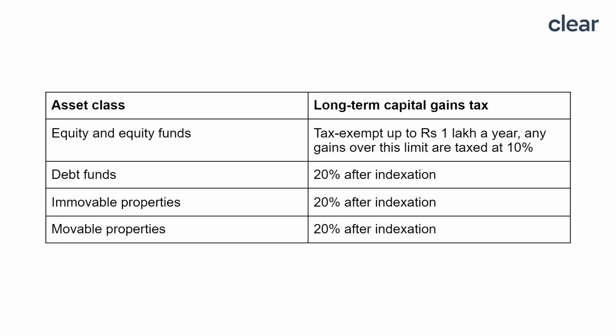The following table shows the long-term capital tax rates of asset classes. Long-term capital gains of up to Rs 1 lakh a year offered by equity shares and equity mutual funds are tax exempt. Any gains over this limit attract a tax of 10%. Long-term capital gains provided by debt funds, movable and immovable properties are taxed at 20% after indexation. Applicable cess and surcharge are imposed on both short-term and long-term capital gains.